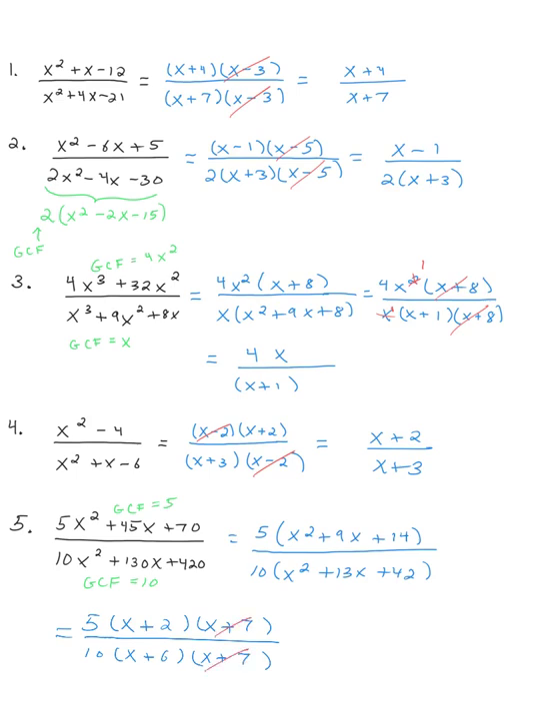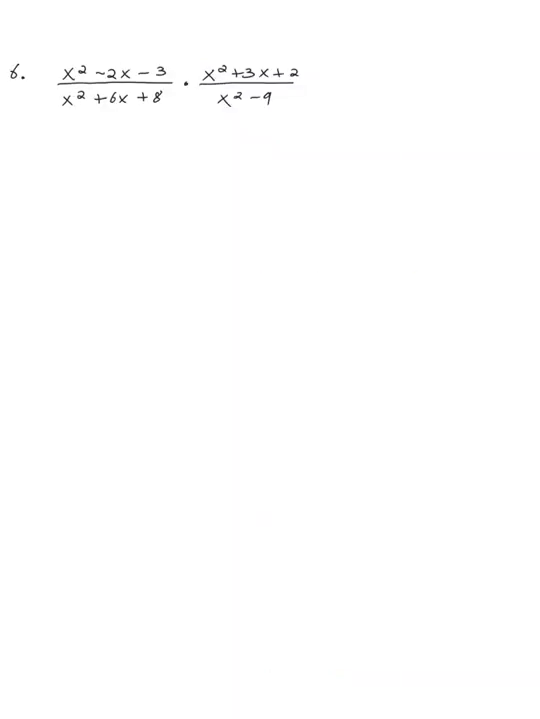Those cancel. The numbers you can deal with too. 5 goes into itself once, into 10 2 times. What remains is in the numerator x plus 2 divided by 5 times x plus 6, and that's the final answer. When it comes to multiplying and dividing rational expressions, this really amounts to just simplifying and canceling common factors.